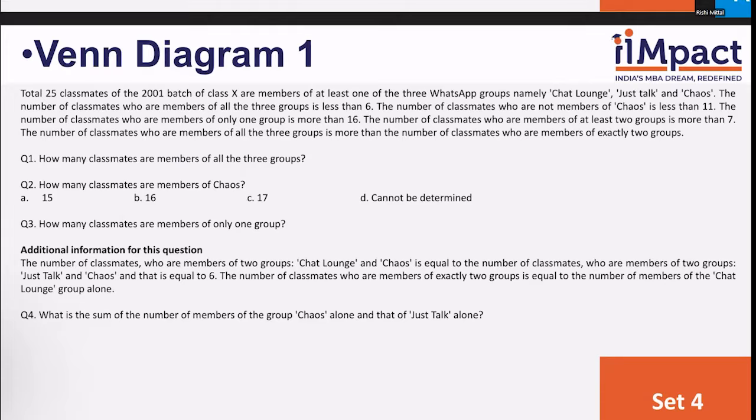The number of classmates who are members of all the 3 groups is less than 6. I think this is what makes this set interesting. We have not been given equal-to's a lot. We've been given less than, more than, and inequalities. So let's see how to deal with inequalities in a Venn diagram. That's the whole idea behind discussing this set in revision. Okay.